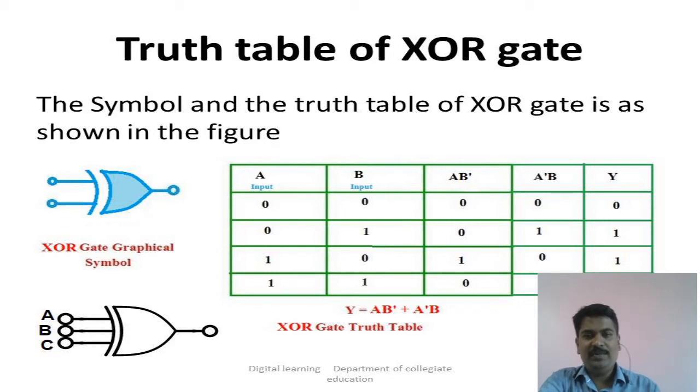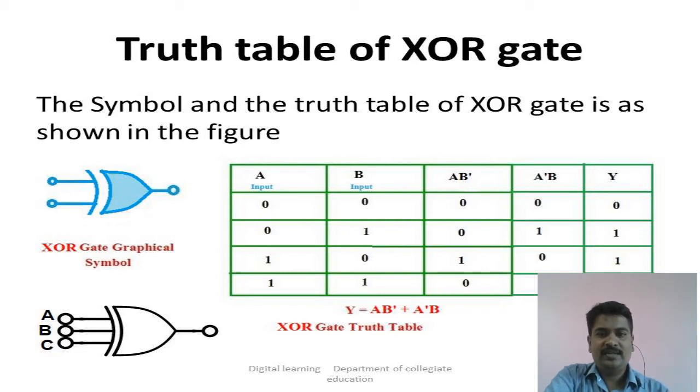For the second combination, A is 0, one input is 0 and the other input is 1. Therefore, A B bar will be 0 and A bar B will be 1. 0 plus 1 is 1. So you can expect a high output for this combination 0 and 1. So for unequal inputs, you can expect a high output for XOR gate.